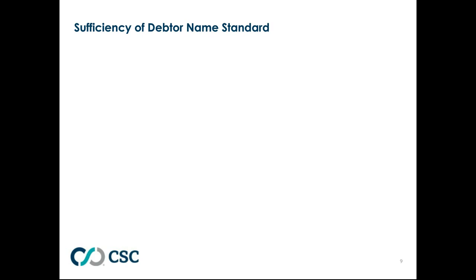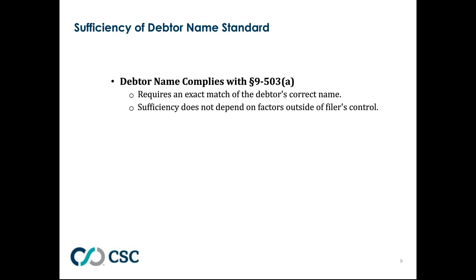So in summary, when it comes to sufficiency of a debtor name, the debtor name either has to strictly comply with Section 9-503(a), and I mean strictly comply. It's got to be exactly the same as set forth in the statutory source document. So it requires an exact match to the debtor's correct name for purposes of the financing statement. Now, it doesn't matter how the filing office indexed it. What matters is whether or not it is an exact match on the financing statement itself.